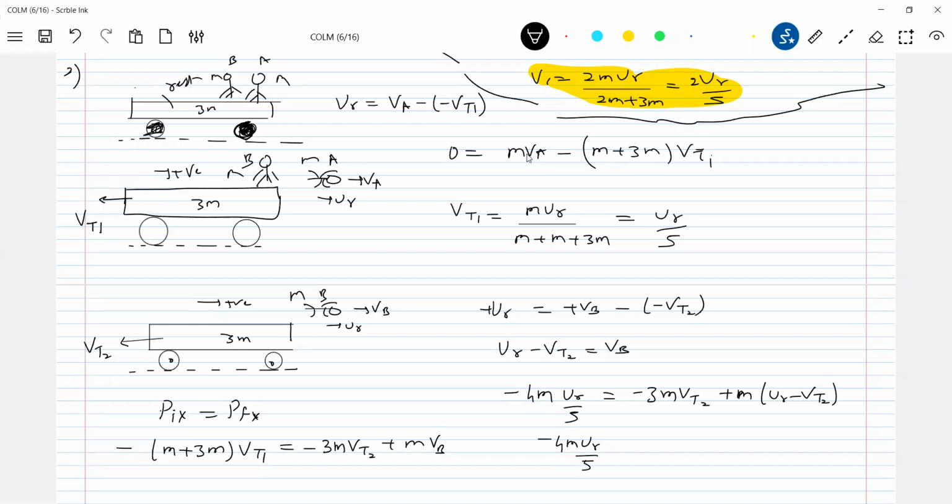Minus 4M UR by 5 minus M UR is equal to minus 4M VT2. So 4, this will be 9 UR by 20.